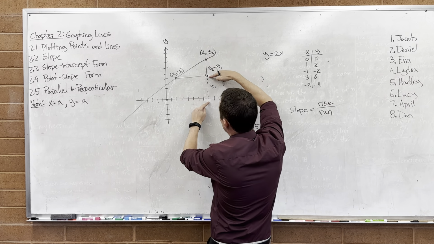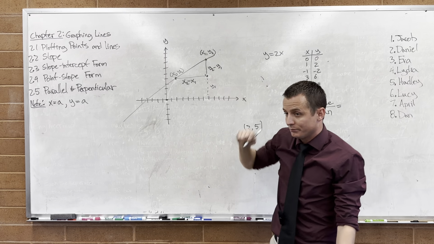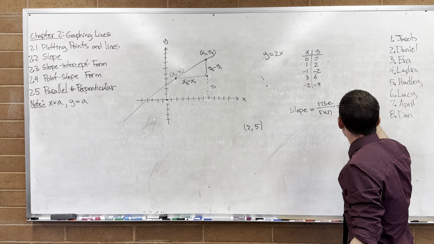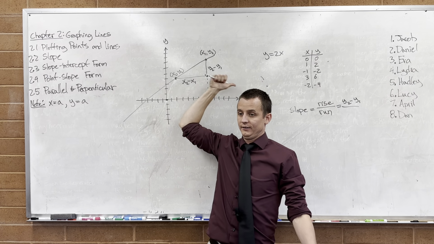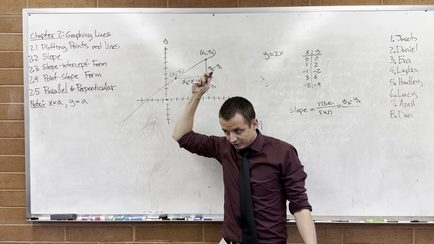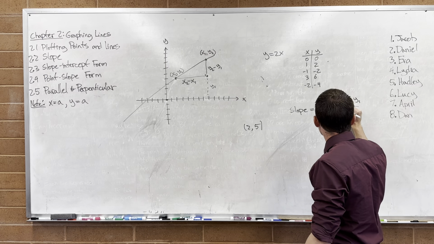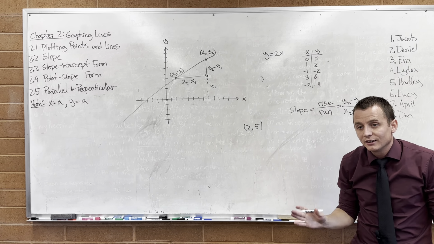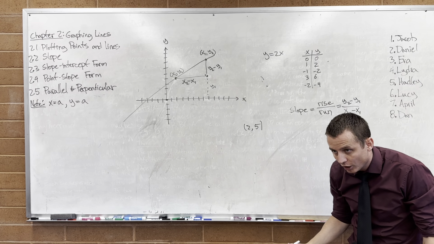So the slope is the rise over the run. What's our rise? How much did we go up? y2 minus y1. Wonderful. Over the run. How much did we go over? x2 minus x1. And that's how you calculate the slope of any given line. If you know two points that the line goes through, you can then calculate its slope.